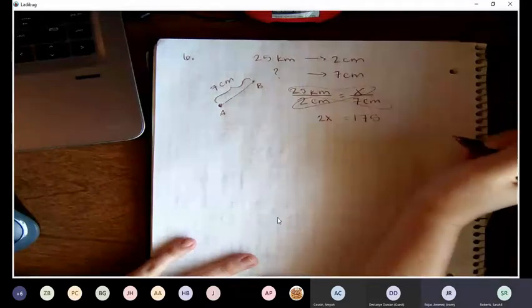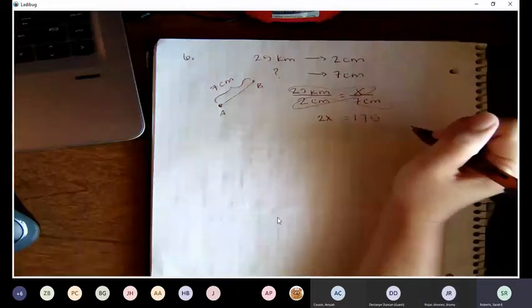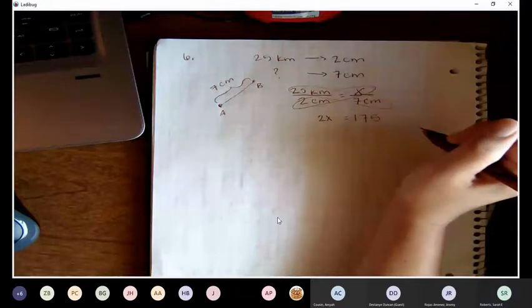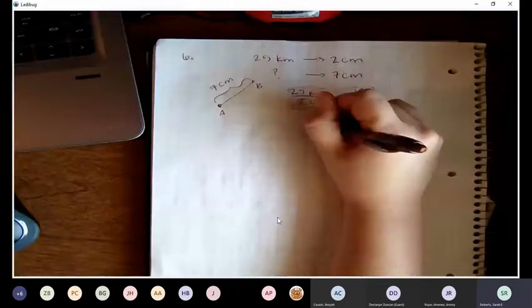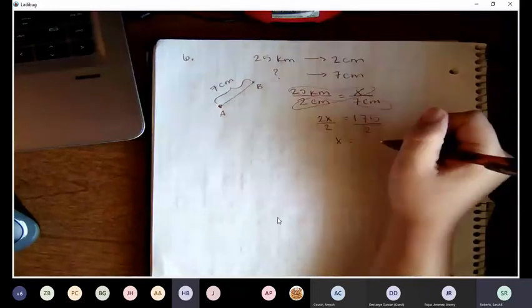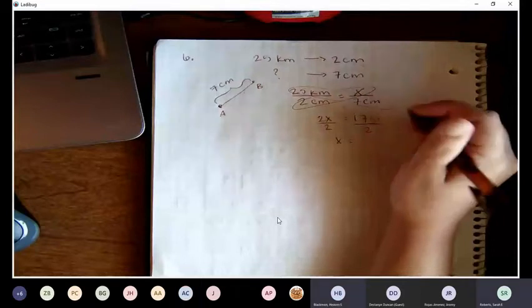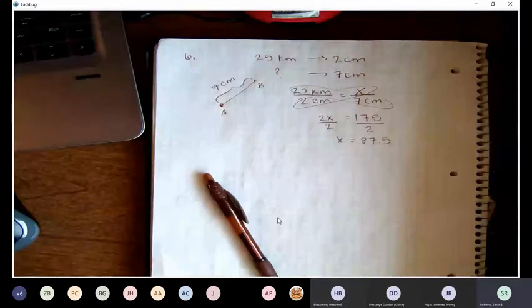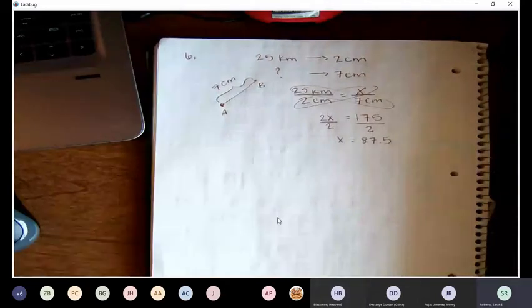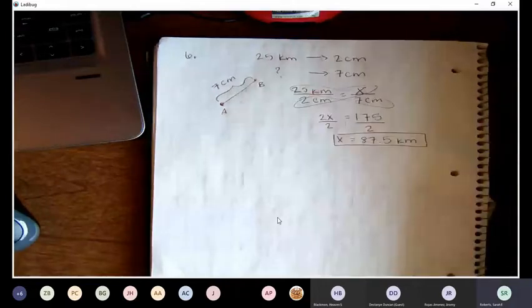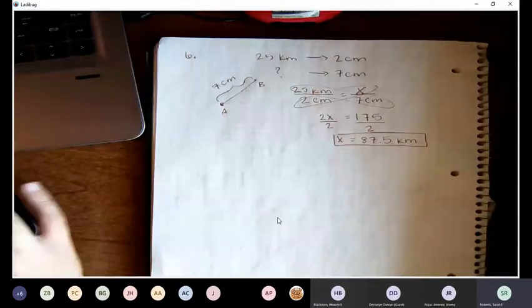Perfect. And then we have one more step. Eddie, can you tell me what the last step to solving this equation is? Divide by 2. Perfect. Divide both sides by 2. And what do we get when we take 175 and divide it by 2? 87.5. Sounds about right. Okay. And this would be in kilometers. So city A and city B are 87.5 kilometers apart. What questions do you guys have about part A for number 6?